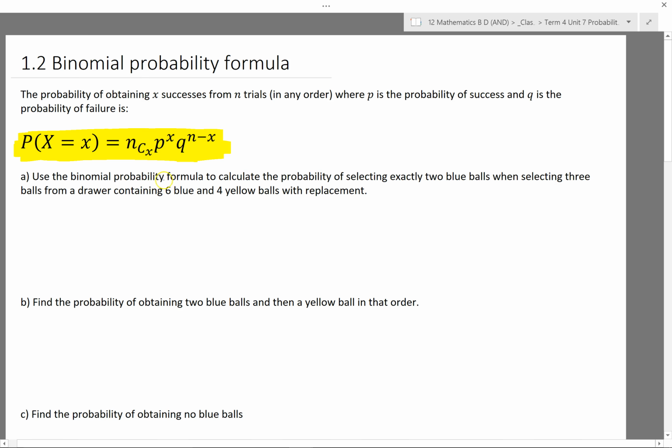Use the binomial probability formula to calculate that same probability we had before, selecting exactly 2 blue balls when choosing 3 from a drawer containing 6 blue and 4 yellow. So for my success, I always need to define what success is: a blue ball. My probability of success, p, is 6 on 10. My probability of failure, q, is 4 on 10.